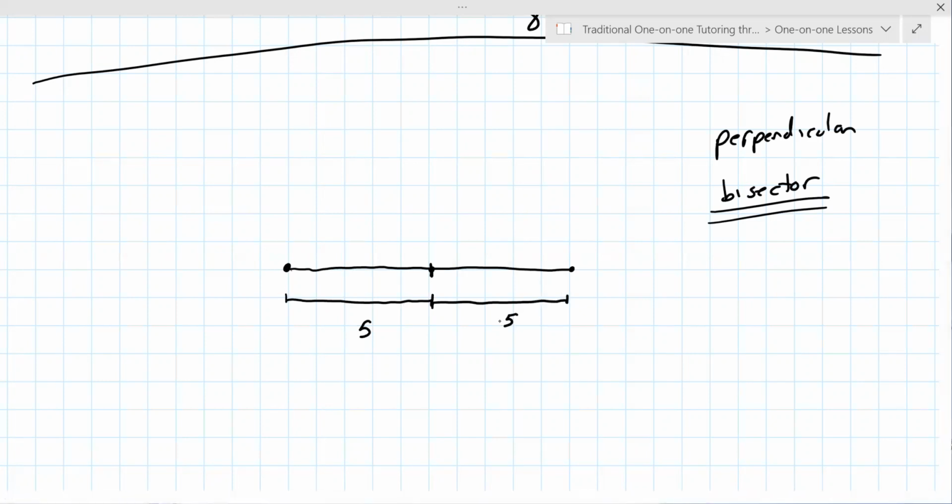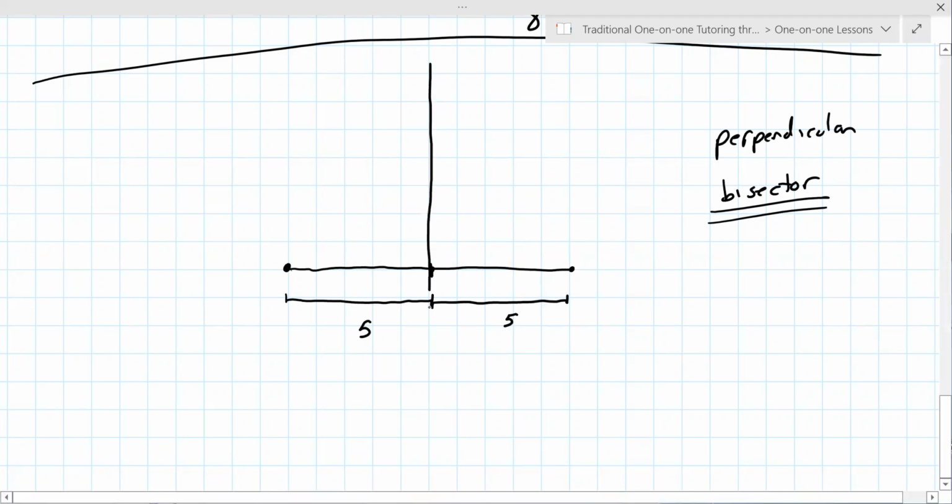Now the perpendicular means that it meets at a right angle. That's the perpendicular part. Perpendicular means right angle.